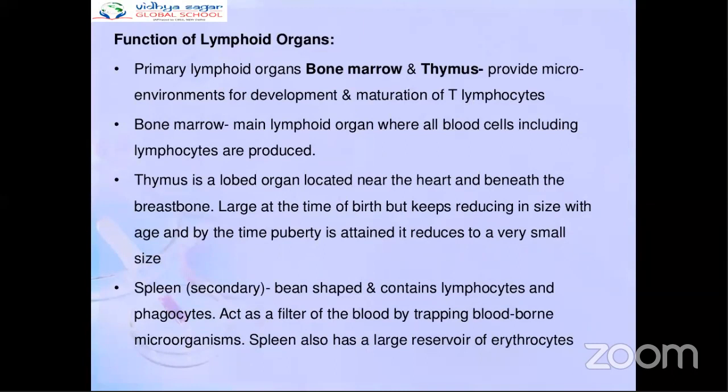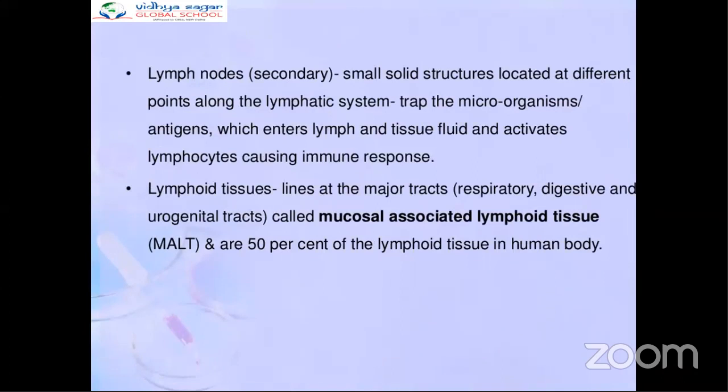Then the spleen. The spleen is bean shaped and contains lymphocytes and phagocytes. It acts as a filter of the blood by trapping blood-borne microorganisms. The spleen also has a large reservoir of erythrocytes. Erythrocytes means? RBC. Yes. Okay.